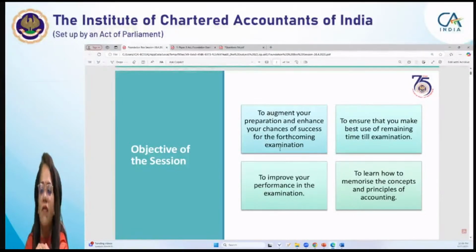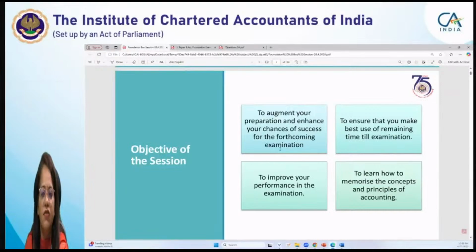After that, we have our partnership accounts. Partnership accounts form a considerable portion of your syllabus, which covers what is a partnership, what is an LLP, then what are the types of capital, fixed capital, fluctuating capital, then how to deal with them, then what is goodwill and how to calculate that goodwill. What should be the treatment in different scenarios?